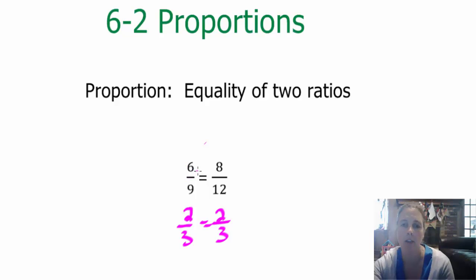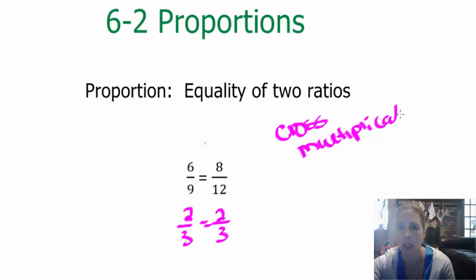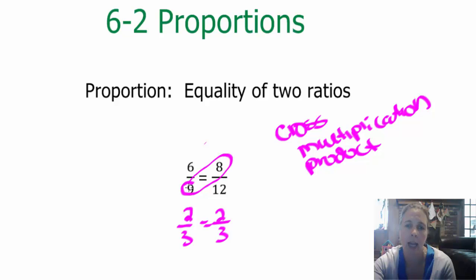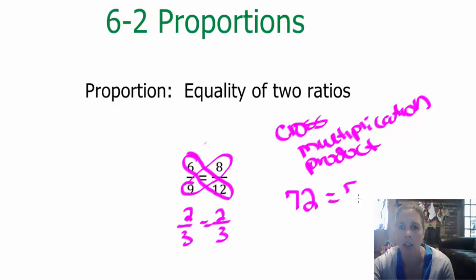Well, we also know it because of cross multiplication, which you're going to use the rest of the time. It's also called cross product, so you might hear it called that. What you do here is you multiply. You just make an X, you multiply across. So 9 times 8 is 72, and 6 times 12 is 72. So one side equals the other, they're the same. So that's two different ways to show that those are equal.